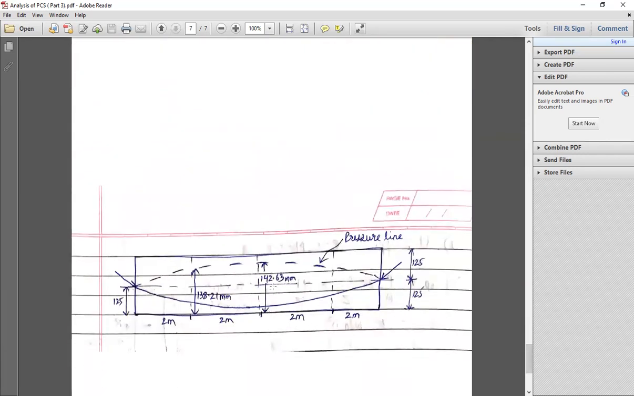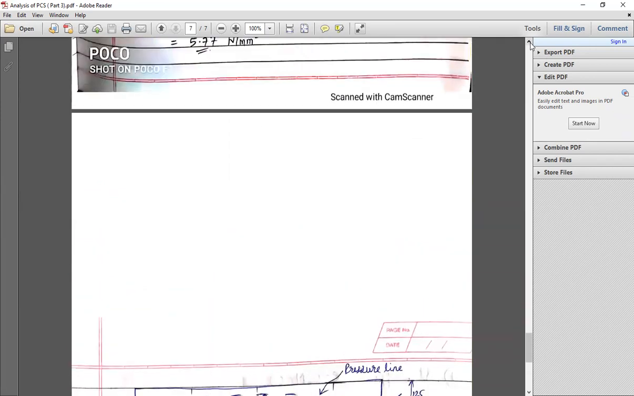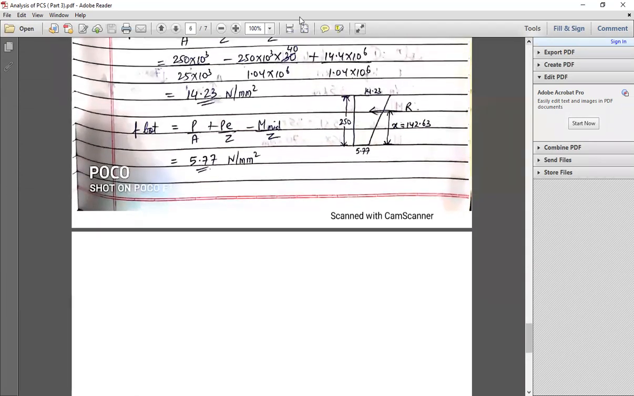ठीक है, so बॉटम से 142 पे मैंने plot किया। So now I have got all the 3 points. So now you can join this point. So this is nothing but your pressure line and this is your tendon. Is this clear everyone? So when there is a parabolic cable profile, so this way you have to calculate. Yes, is this clear everyone?